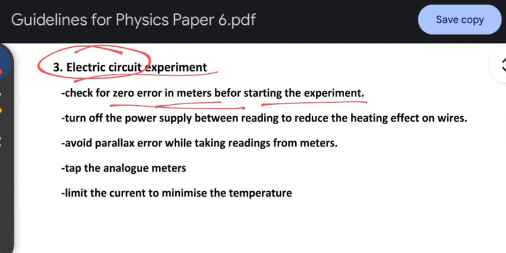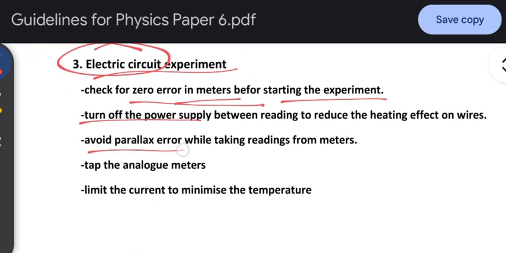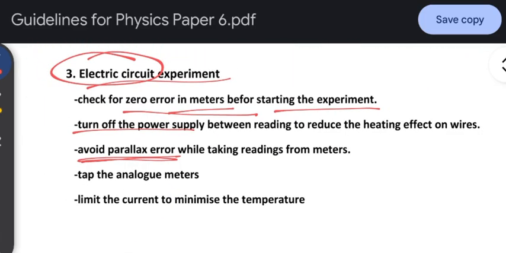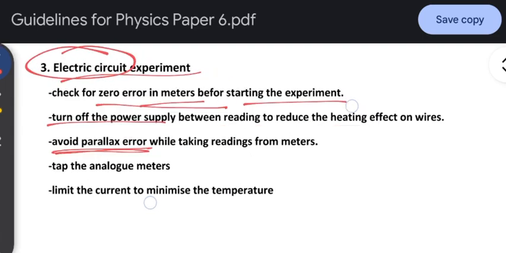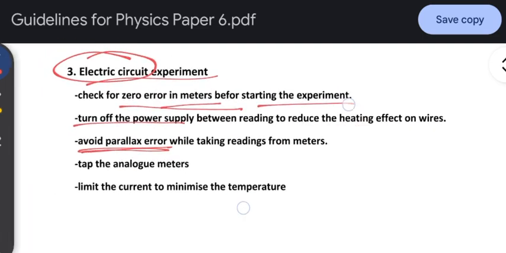Turn off the power supply between readings to reduce the heating effect on the wires. Of course, you should turn off the power supply, otherwise the wires may heat up and catch fire, which is dangerous to you. Avoid parallax error, again very common. Tap the analog meters. Limit the current to minimize the temperature, so that it cannot cause overheating of the wire. All of this you need to remember.